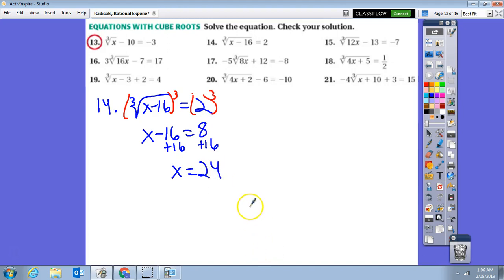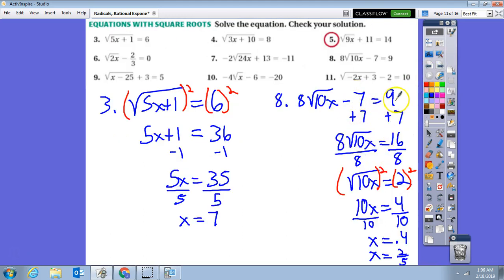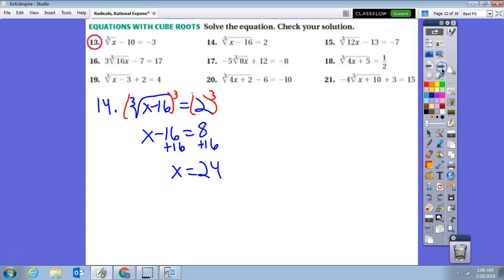Same thing if you saw something like number 21 here or like number 17 here. If you needed to move stuff away from the cube root first, you do the same thing like we did here on number 8, where we added the 7 first, then divided by the 8. Same concept here. You would subtract the 12, then divide by -5, then cube both sides. I'm not going to do a lot of those, but the opposite of a cube root is to cube both sides. Just like what we did earlier, the opposite of cubing something is to take the cube root.